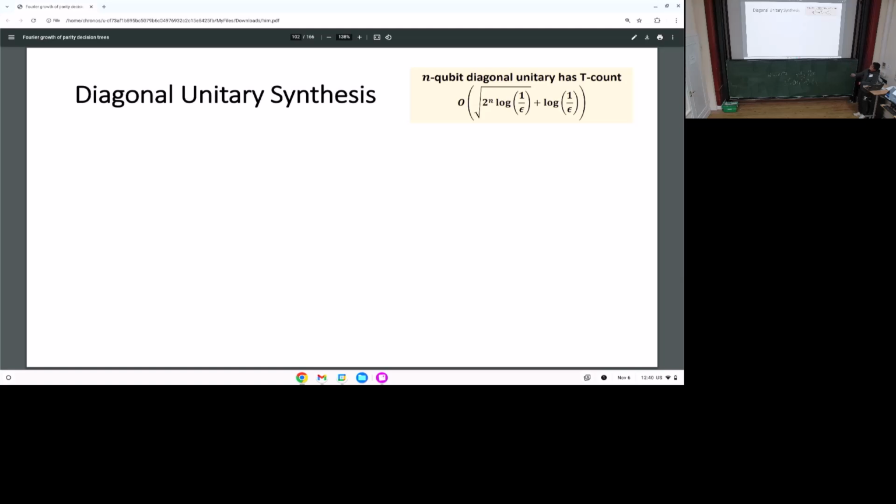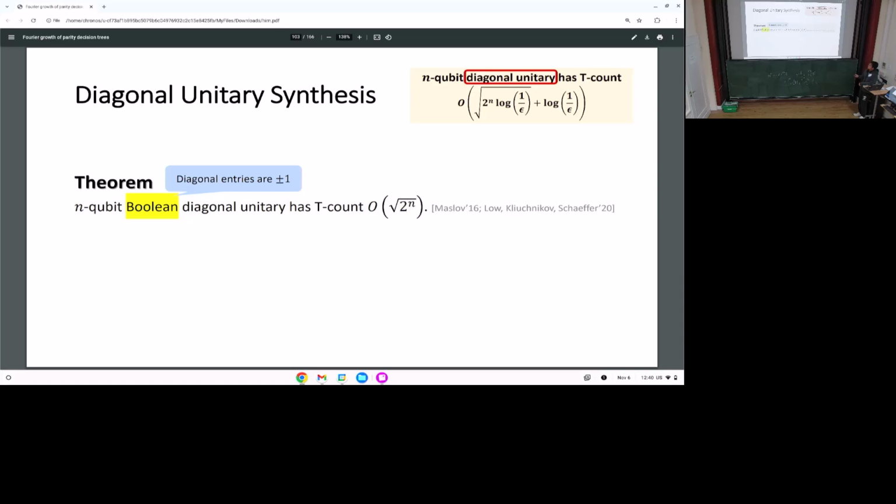So this is the statement for diagonal unitary, and let's take a look at the Boolean diagonal case. Assume you have a Boolean diagonal unitary that has +1, -1 entries. What is the cost to implement it? It is square root of 2 to the n. Because of this, you can reasonably believe that even with complex numbers it should still be square root of 2 to the n, maybe ignoring the log 1/epsilon factors. Let me explain why this is true.